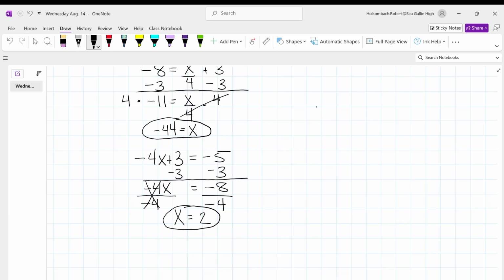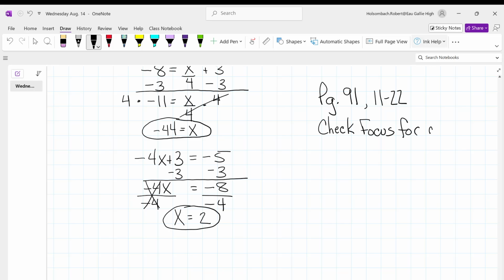Okay, your practice for today is going to be on page 91. And I'll go over that with you here in just a second. On page 91, we've got problems 11 through 22. Upon completion of that assignment, you want to check Focus for an electronic assignment. Once you've completed your practice problems and your electronic assignment, or once you've completed your practice problems in class, you can work in the Alex app.